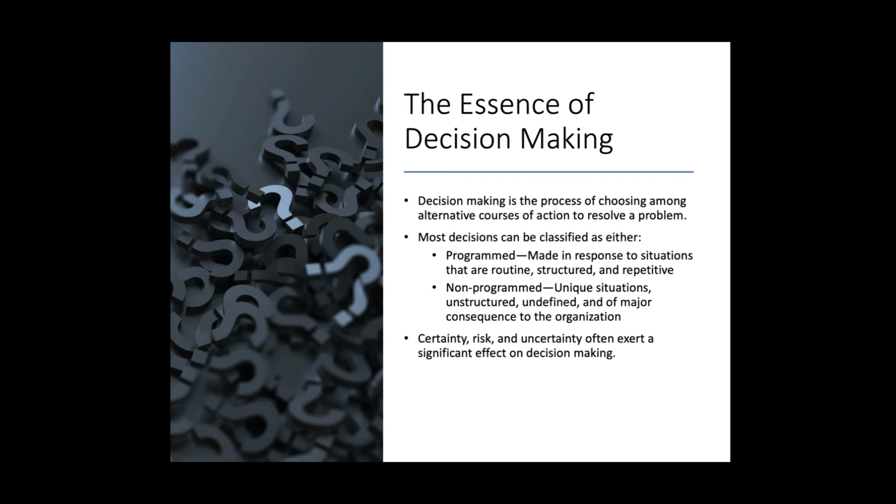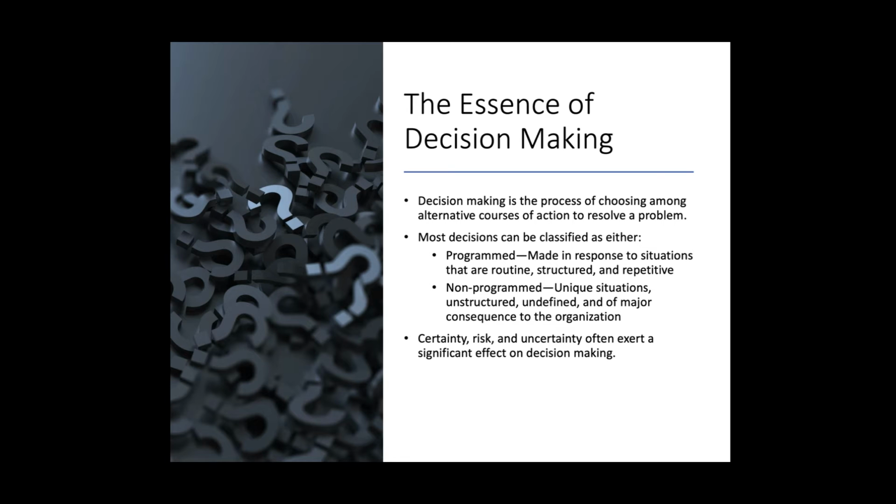Now, as you can see here on the slide, most decisions can be classified in one of two ways. They can either be classified as programmed decisions or non-programmed decisions. A programmed decision can be described as a decision that's made in response to situations that are routine, structured, and repetitive. We can think of thousands of examples of these kinds of things, right?